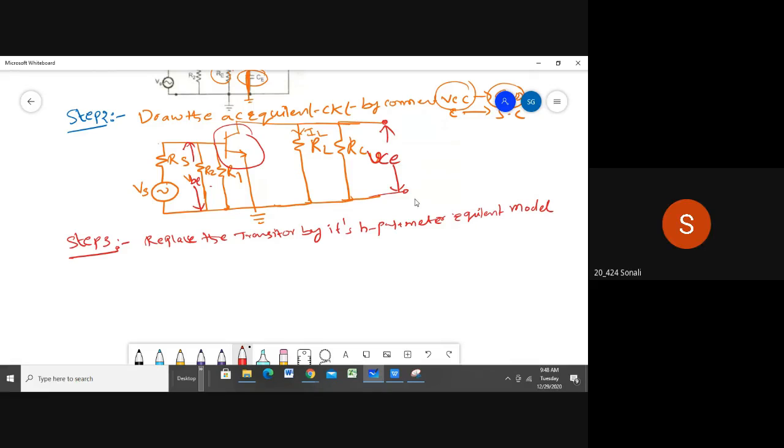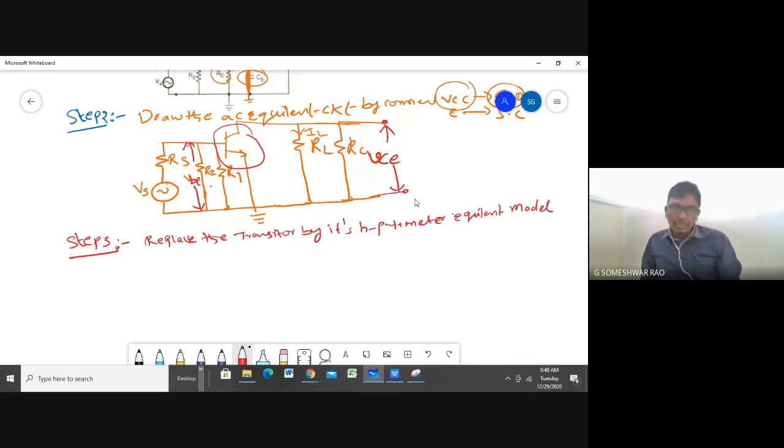Now that means we have to draw the H parameter equivalent model of a CE. You already know that in a CE amplifier we have an H parameter model something like this. You have to recollect the CE H parameter equivalent model. This one is HRE into VCE, and this is the IB current which is flowing.